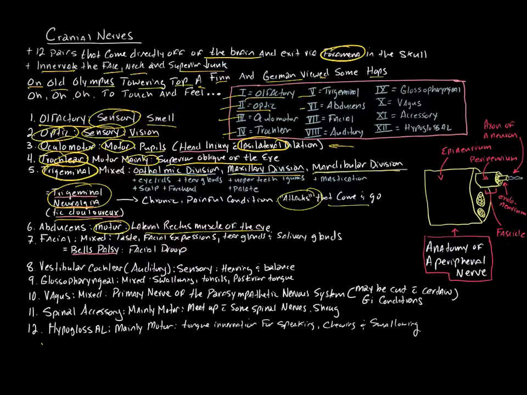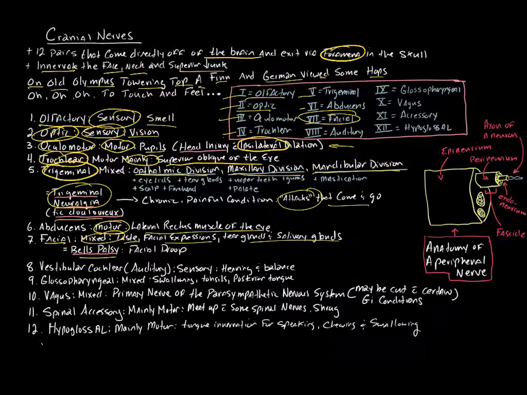All right, cranial nerve number 7 is the facial nerve, and this is mixed motor and sensory. And it includes taste, facial expressions, tearing, salivary glands, and the facial nerve is the nerve that is involved in Bell's palsy. And we've already talked about Bell's palsy. That is the nerve that is involved with Bell's palsy. So do not confuse Bell's palsy with trigeminal neuralgia or tic douloureux, right? They're different things. Different nerves are involved.